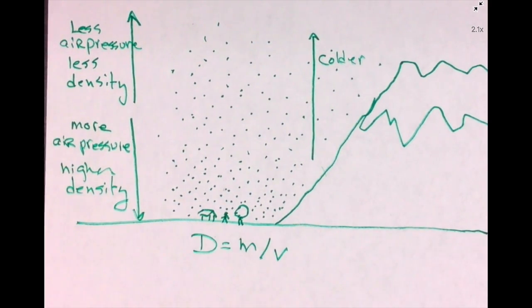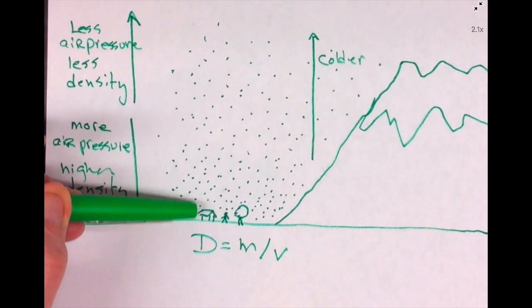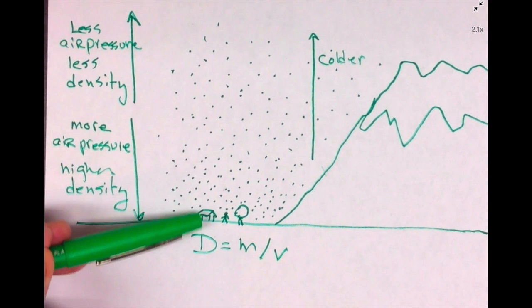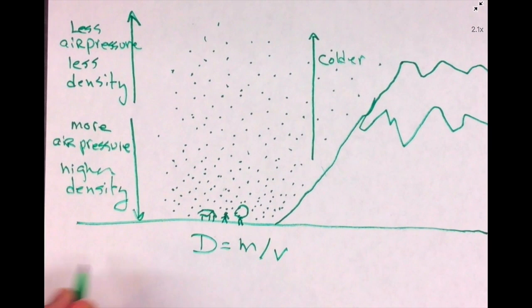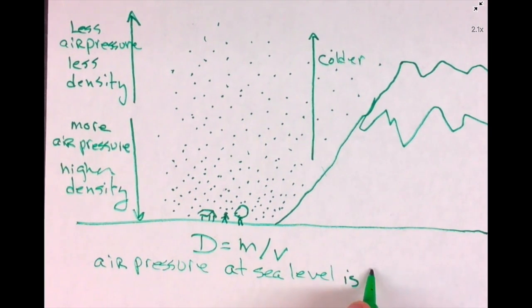Now, here's something I want to mention. When you're down here at sea level, as you go up, you have less air pressure. But the weight of the atmosphere squeezing down on you is what causes it. And how much weight is that? Here's how much it is. Write this down. Guaranteed test question. The air pressure at sea level is 14.7 pounds per square inch.